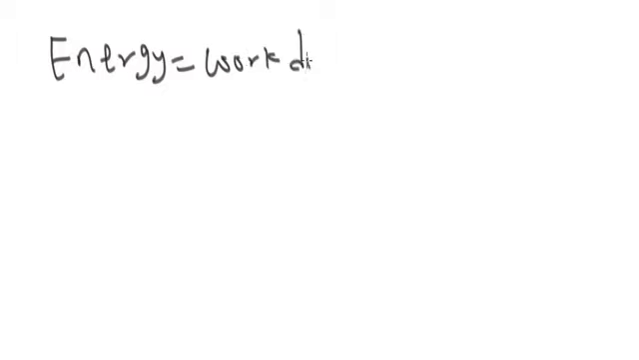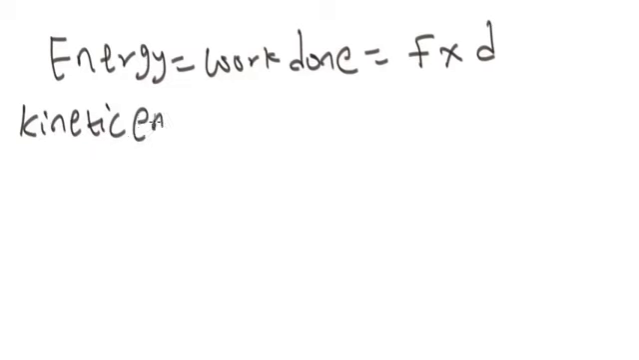Alright, so what is energy? Energy is simply the ability or capacity to do work. Alright, so energy equals work done. And work done is calculated using force times distance, right? Now, the difference between work and energy is that energy is a scalar quantity, whereas work is a vector quantity. Now, we have two major types of energy. We have kinetic energy and potential energy.